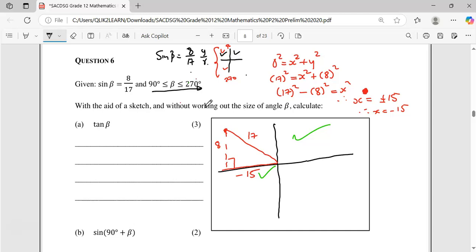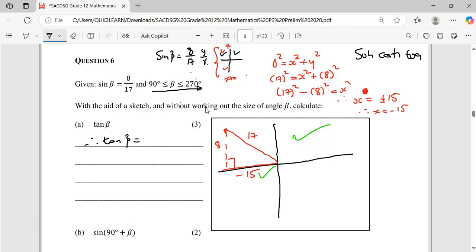They want us to find the tan of beta. Therefore, tan beta will be equal to, we know that according to SOHCAHTOA, tan is opposite over adjacent. So tan is opposite, which is y, and we know that y is 8. But let's talk about this 8, guys. Let's talk about this 8.